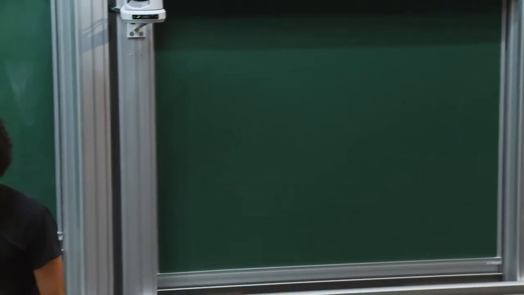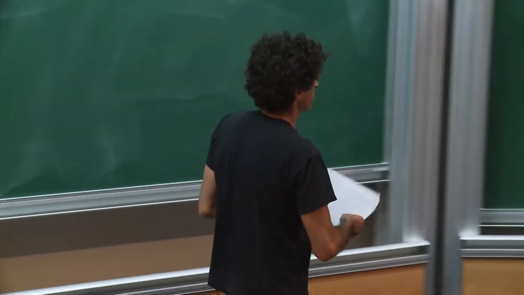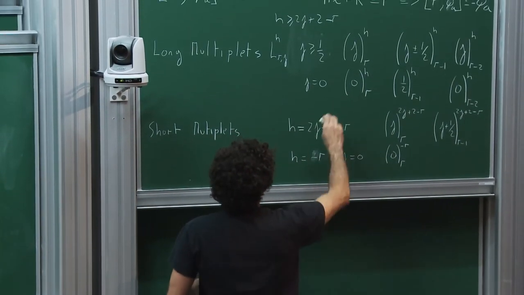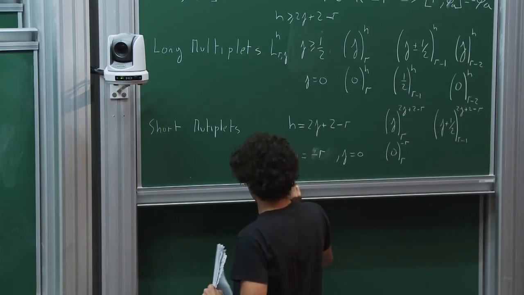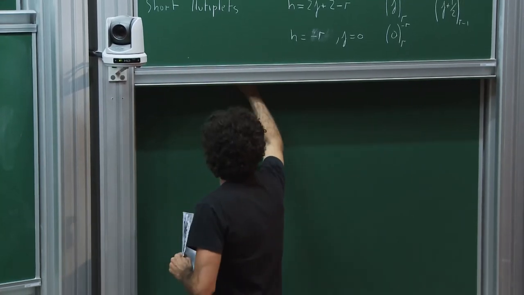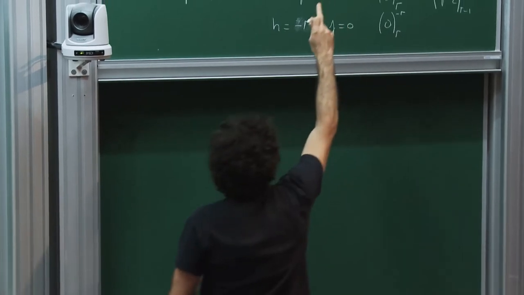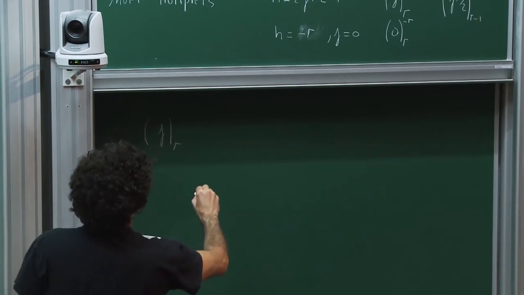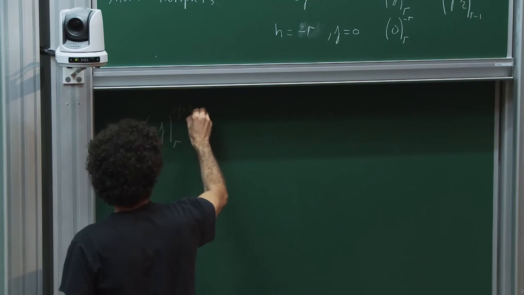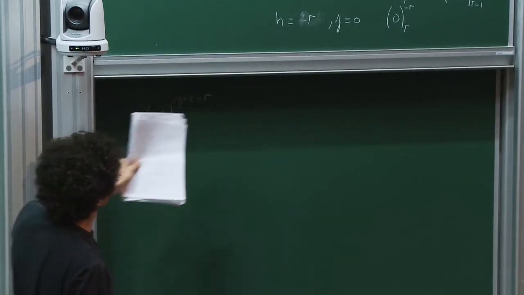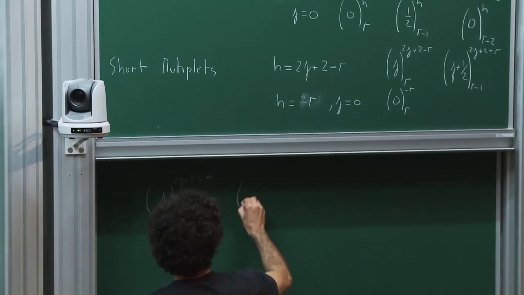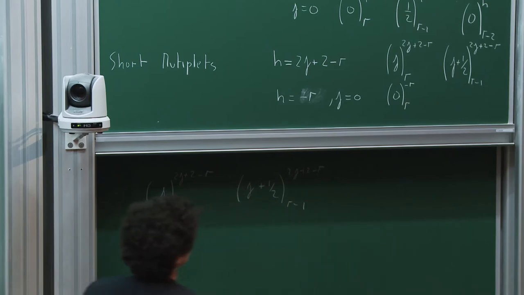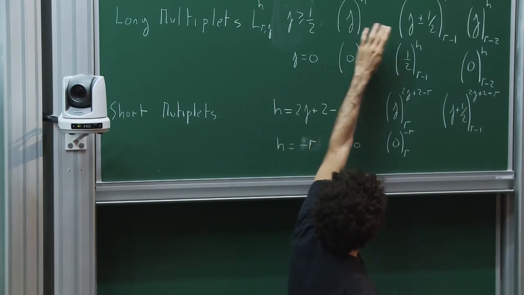Okay, so then, given the structure, you can study how the long multiplets split into short multiplets. Indeed, let's look at what happens when this multiplet hits the saturation bound. Then you can split it into a short multiplet of this form, so you take level 0, 1, so that would be j, r, and then h is going to be equal to 2j plus 2 minus r. Okay, and so you want this kind of short multiplet, so you will have another one with j plus a half, 2j plus 2 minus r, and r minus 1.